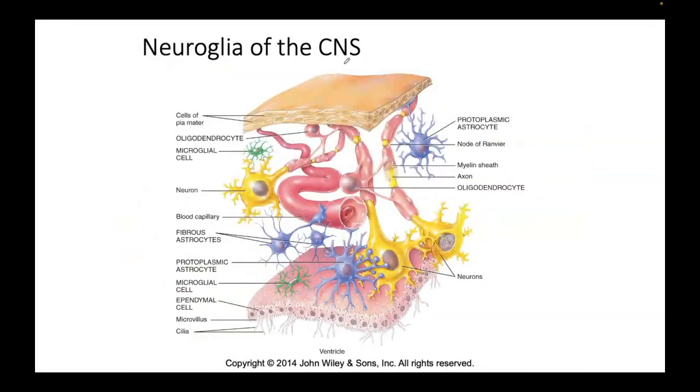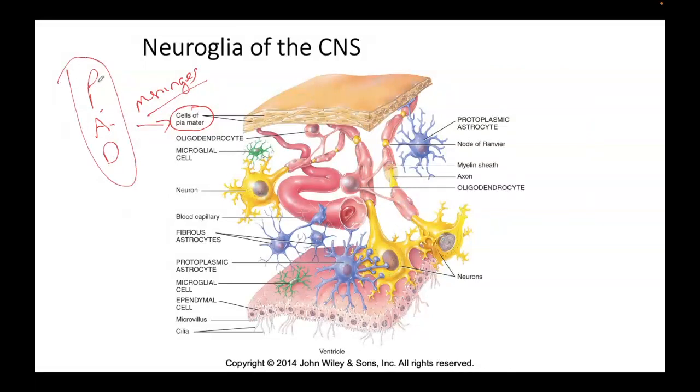So here we're looking at different parts of the neural system. We're going to see a bunch of neuroglial cells. Right here, we have pia mater. And pia mater is one of the layers that protect your brain and spinal cord called the meninges. We have a pia mater, we have an arachnoid, we have a dura mater. I call it PAD, PAD. Pia mater, arachnoid, and dura mater are the three main layers of meninges. So when someone has meningitis, it's inflammation of these layers.